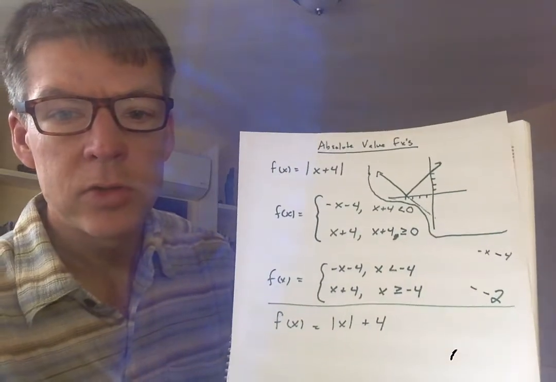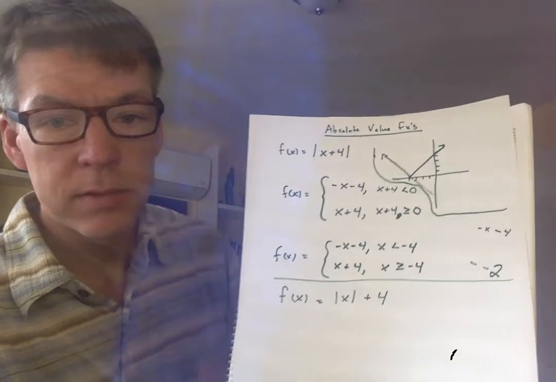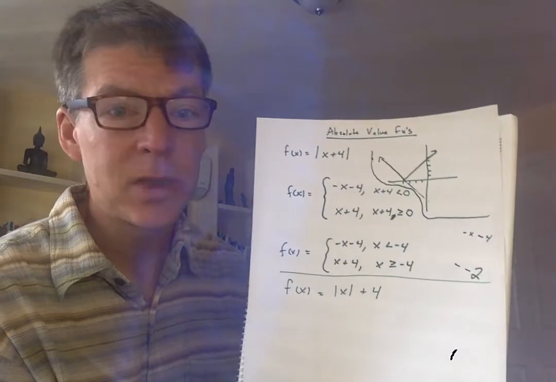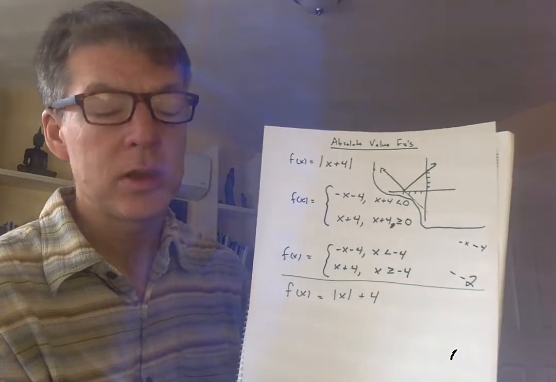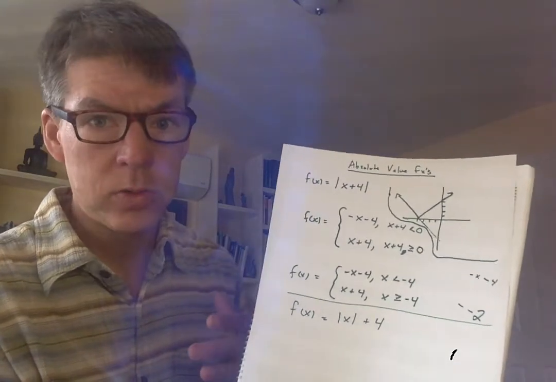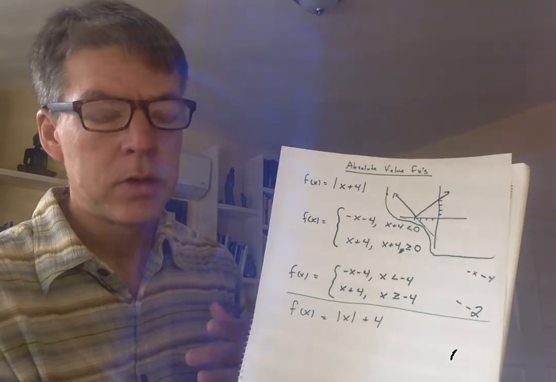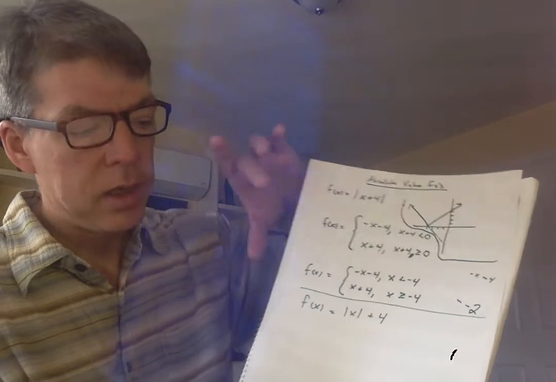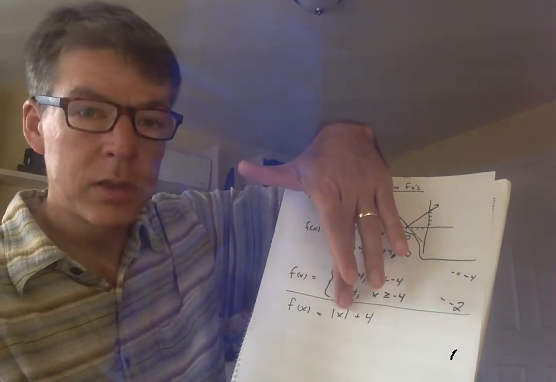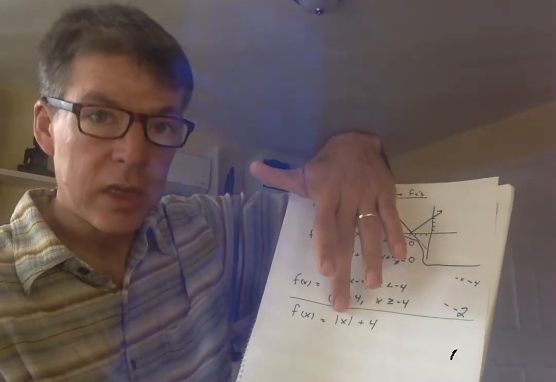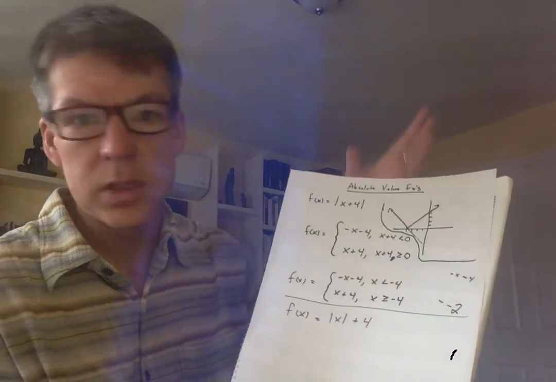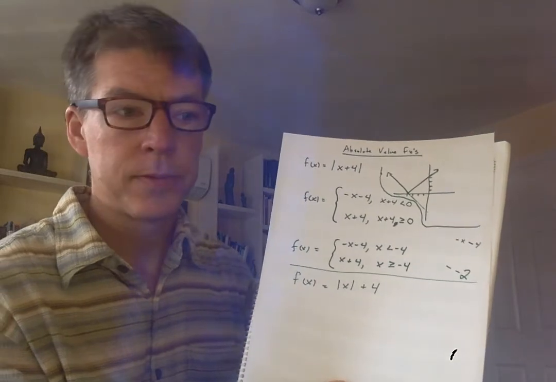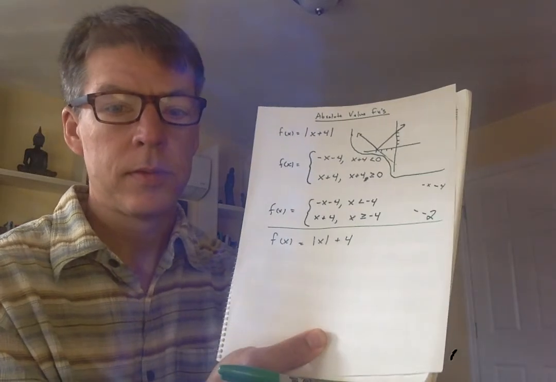Why don't you try to graph that guy right here, and then see if you can put it in piecewise notation, using those two kinds of reasoning things that I say, where I say, okay, if what's in the bars is positive, what do the bars do? And if what's in the bars is negative, what do the bars do? So pause the video, graph this, and put it in piecewise notation. Okay, hold on just a second.